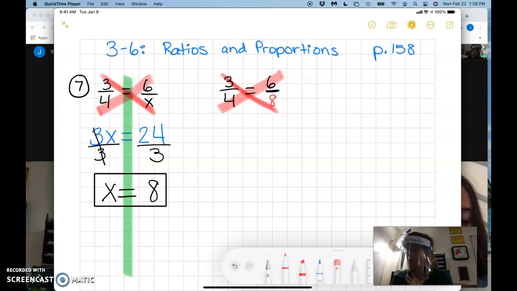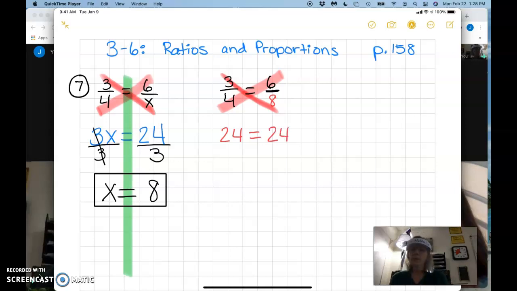So 3 times 8 is how much? And 4 times 6, 24. Did we get the same number? Yep. So we got the right answer. So 8 is the right answer.